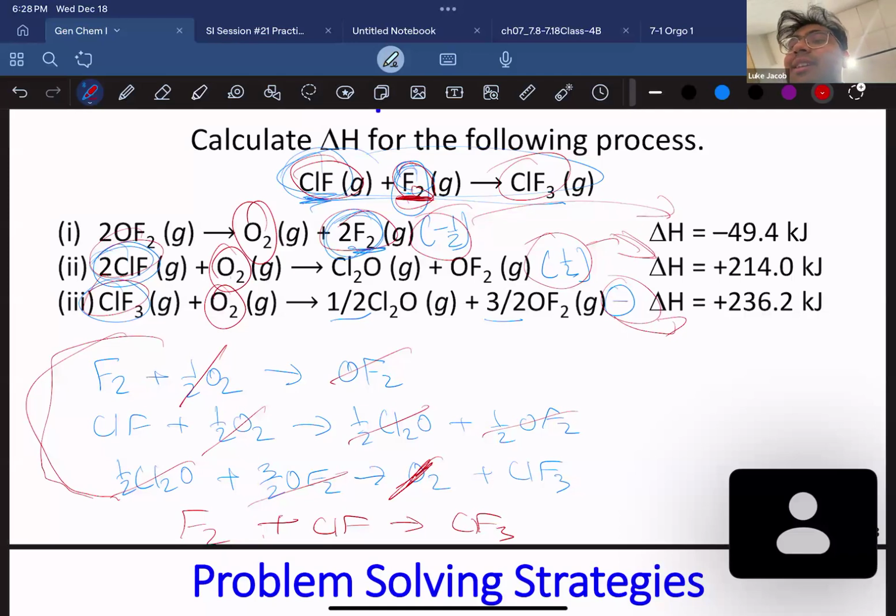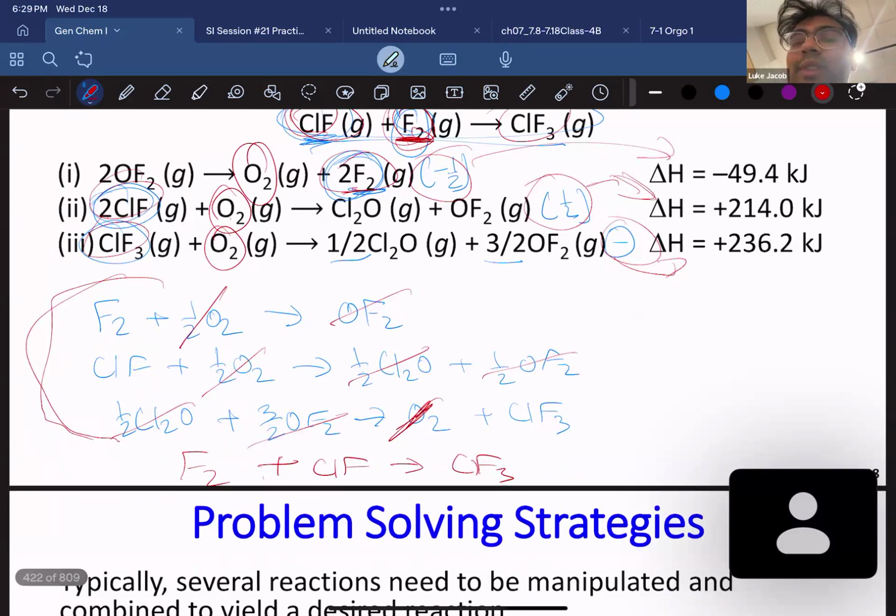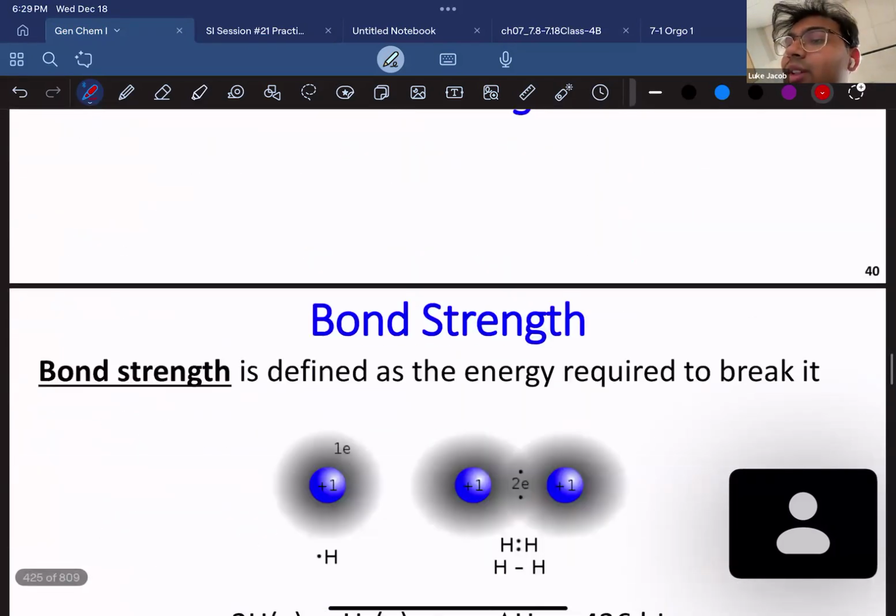That's exactly the approach I'm trying to tell you guys. The first thing is to isolate what you need. If you can't do that, then isolate something that you want to cancel out. I believe on your test you had to flip something to cancel out something. It was weird, but the first rule of thumb is to always look at your final reaction and try to see what you need to get rid of. Hopefully that helps out some people.